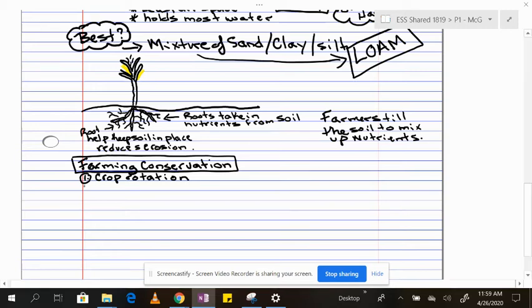So rotating your crops. The second thing would be to control irrigation. And irrigation is just a fancy word for watering the fields or how you have water on the fields.